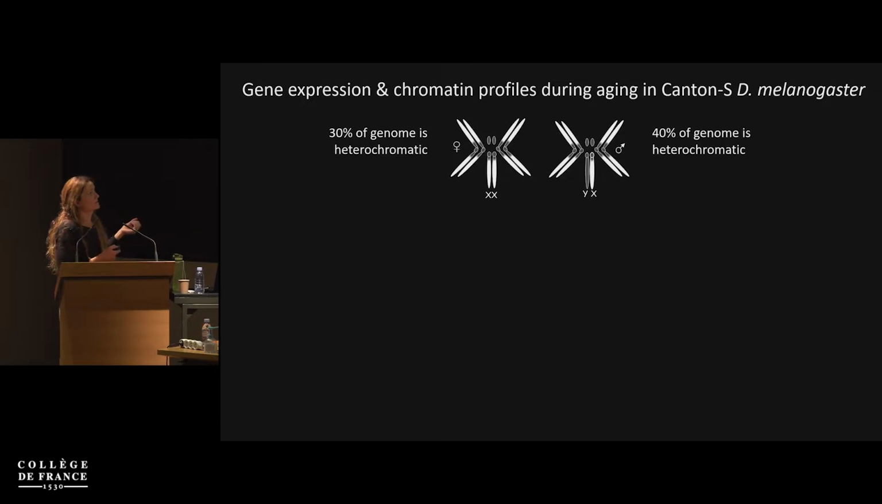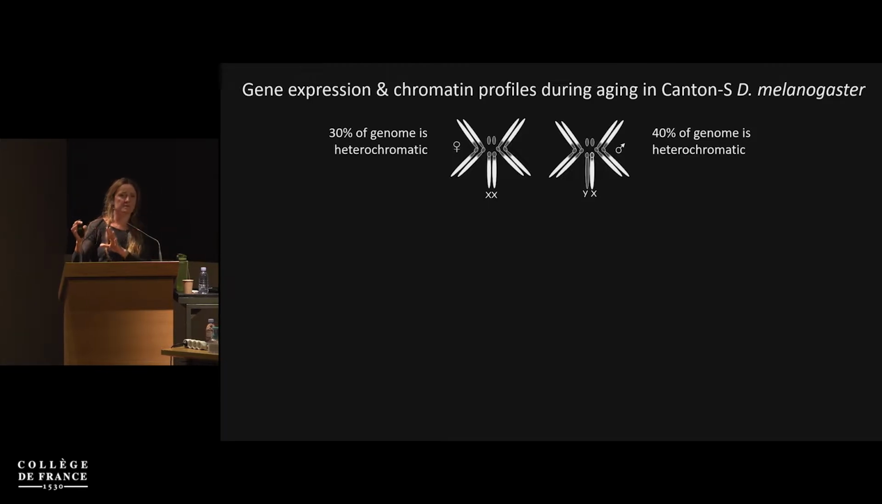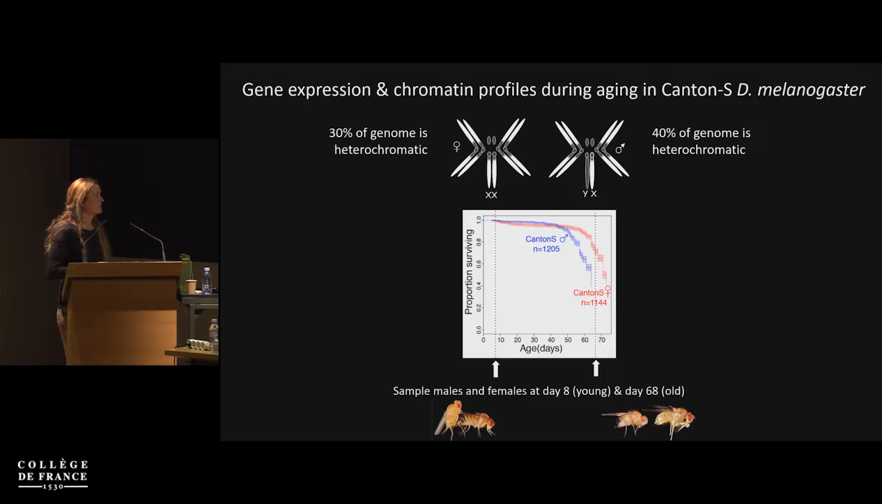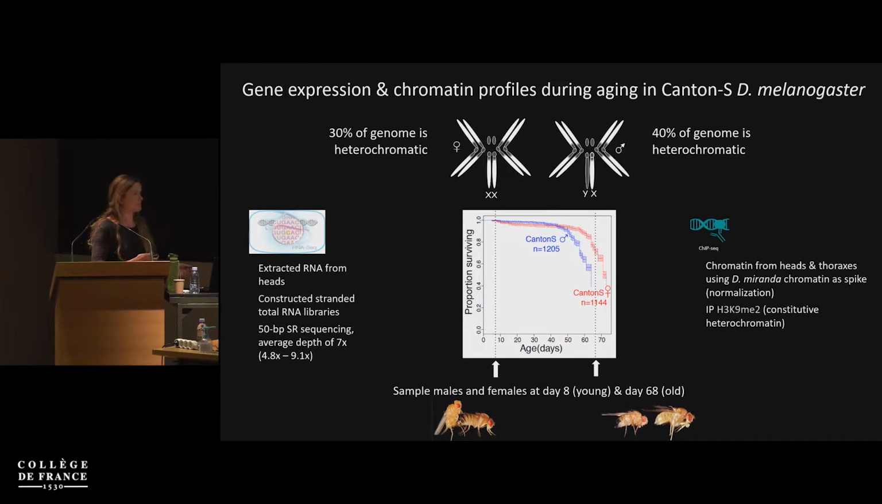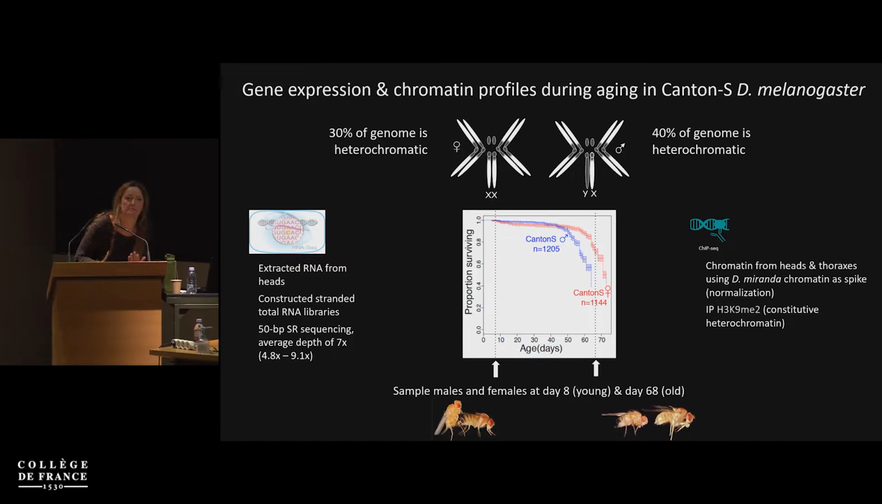So in Drosophila melanogaster, the males have this very large heterochromatic Y chromosome, and so overall about 40% of the male genome is heterochromatic, but only about 30% of the female genome, so there's this overall difference. And indeed, in Drosophila, this is a survivorship curve, males live shorter than females. And so what we did is we sampled young and old males and females, and we collected both chromatin data, using ChIP to measure heterochromatin across the genome, and also using RNA-seq to look at transposable element activity across aging in males and females.